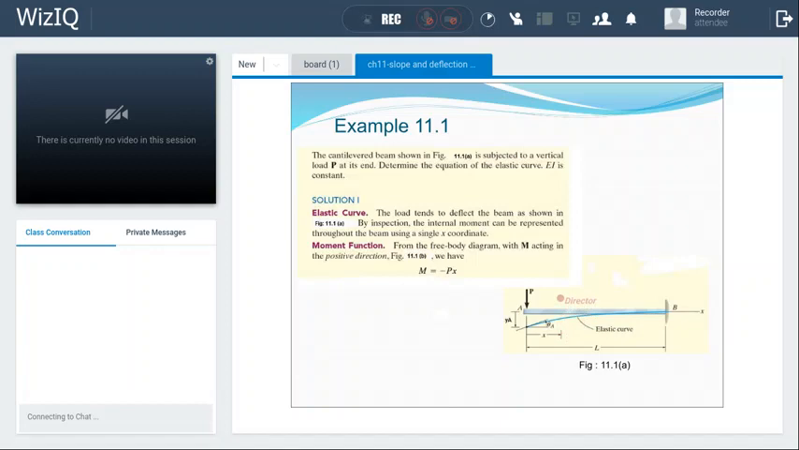If you see here at this section, we have just a section here, and P into x will be the value of bending moment. It will be hogging, that's why we are taking here a minus sign. So this is the moment function, and it is better to draw the possible elastic curve for this cantilever.